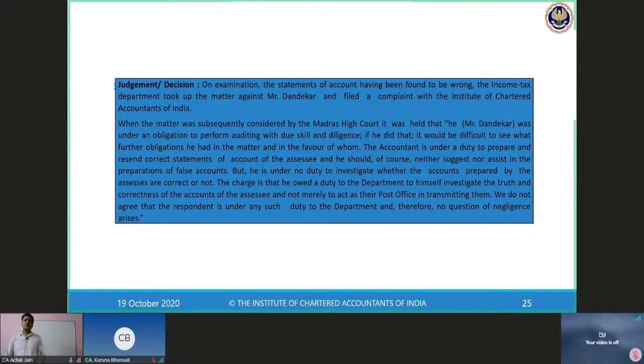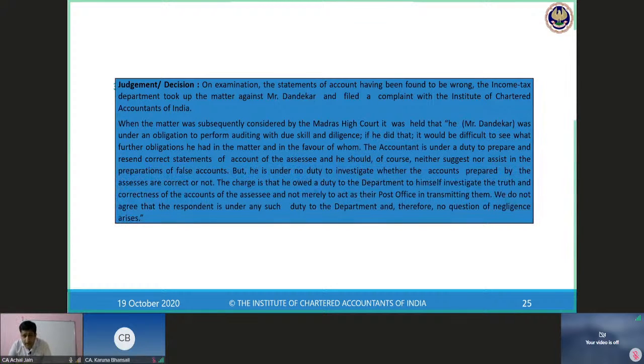Now let's see what was the judgment or what was the final decision in relation to this matter. On examination, the statements of account having been found to be wrong, the income tax department took up the matter against Mr. Dandekar and filed a complaint with the ICAI. Why ICAI? Because he was also a member of the ICAI, so he has to follow the ethics and all of these responsibilities of being a member.